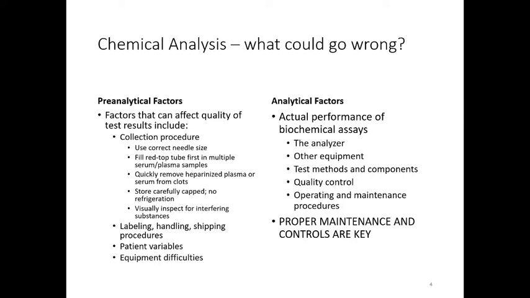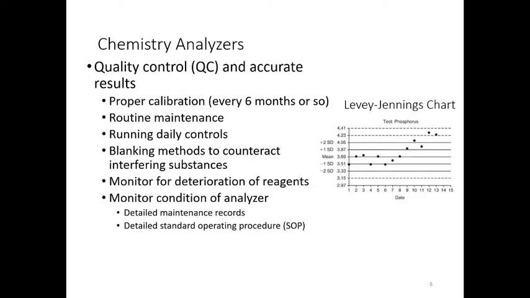Quality controls are really important to do every single day, and if you're getting incorrect readings on your quality control, that means your results will be incorrect as well. So quality control really leads to accurate results. In some cases, we need to calibrate machines. Not all machines need to be calibrated, but about every 6 months or so, we want to do our calibration of the machine. We want to do routine maintenance, which includes cleaning and running daily controls.